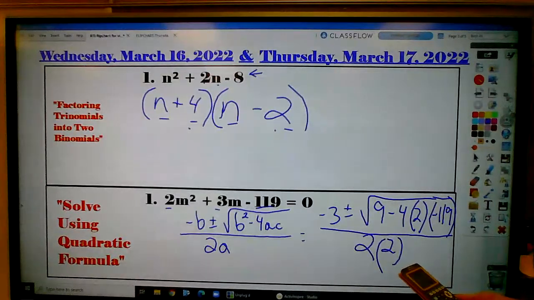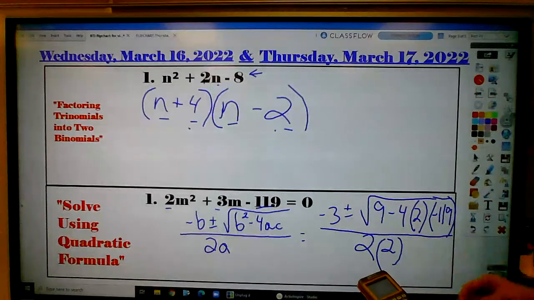-4 times 2 times -19. I hit plus. That's fun. I got to redo the whole little. Okay, that's 152. 9 plus 152 is 161, which does not have a square root.